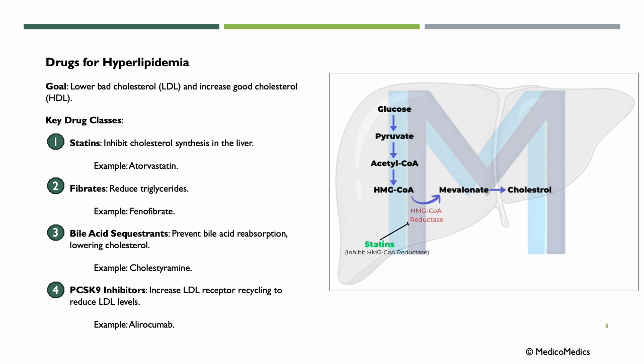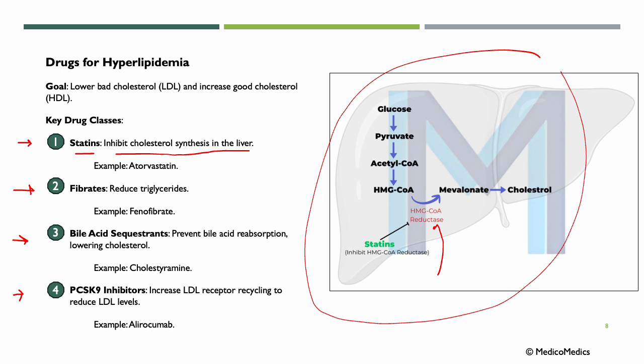Now, key drug classes include statins, fibrates, bile acid sequestrants, and PCSK9 inhibitors. We can just briefly mention two of these here. So statins inhibit cholesterol synthesis in the liver. They do it by inhibiting the enzyme HMG-CoA reductase. And you can see in the illustration right here, this is the enzyme, and statins inhibit it. And this enzyme is the rate-limiting enzyme in hepatic cholesterol synthesis.